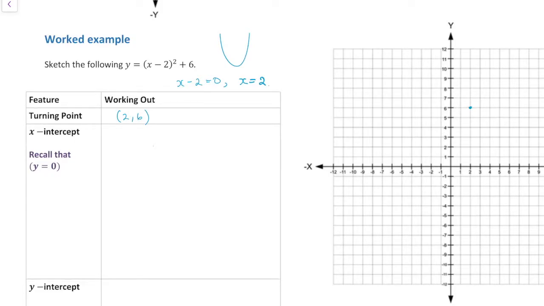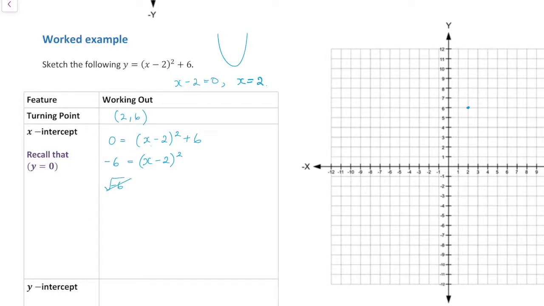Recall that to find our x-intercept, we need to let y equal 0. So we've got 0 equals x minus 2 all squared plus 6. Taking the 6 to the other side makes it negative. So we've got x minus 2 all squared equals negative 6. Now, we can't actually square root the negative 6. So what this means for us is that we will have no x-intercepts, because no possible solutions exist.